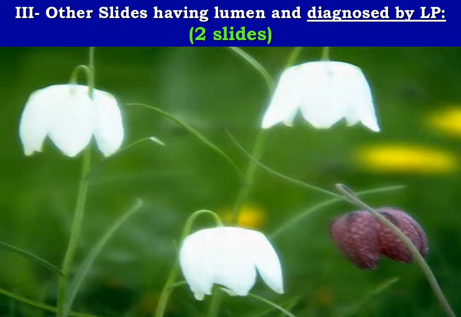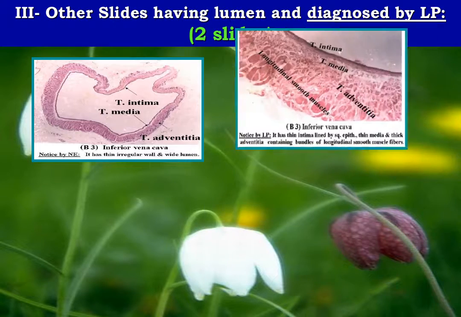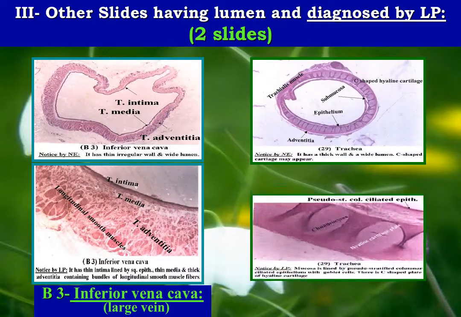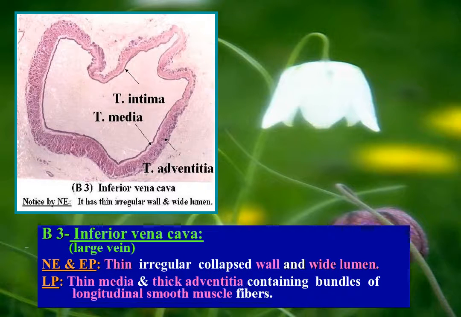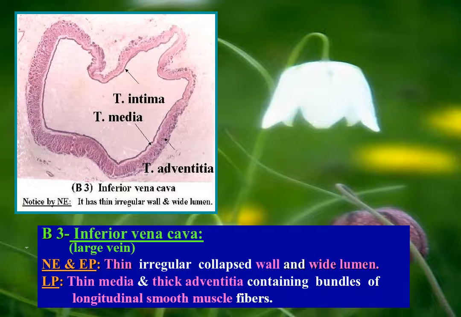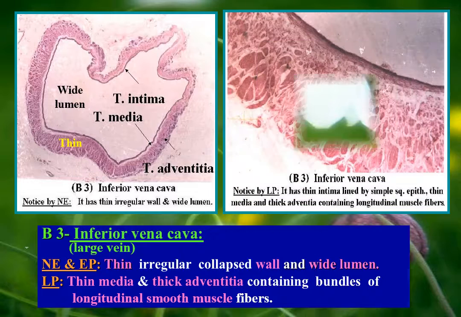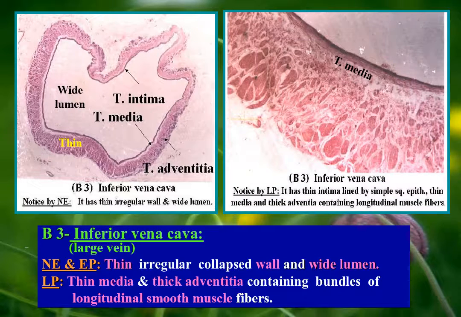Other slides having lumen and diagnosed by low power: a large-sized vein, an example being the inferior vena cava, and the trachea. Inferior vena cava, a large-sized vein. By naked eye and eyepiece, it has a thin, irregular, collapsed wall and wide lumen. By low power, it shows thin media and thick adventitia, containing bundles of longitudinal smooth muscle fibers.